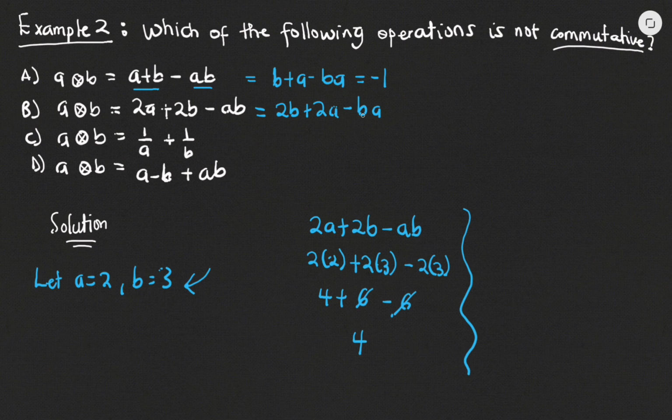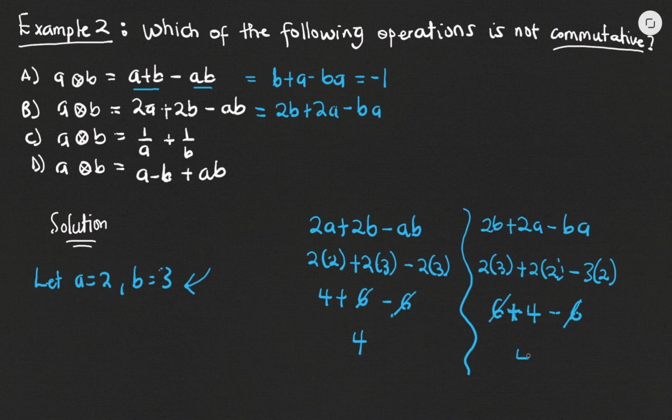Okay, so if I use the opposite, I interchange the positions, which means I have 2B plus 2A minus BA. I'm going to have 2 into 3 plus 2 into 2, minus B, which is 3, multiplied by 2, which is the value of A. So I have here 6 plus 4 minus 6. This will still cancel this, and I have 4 over here.